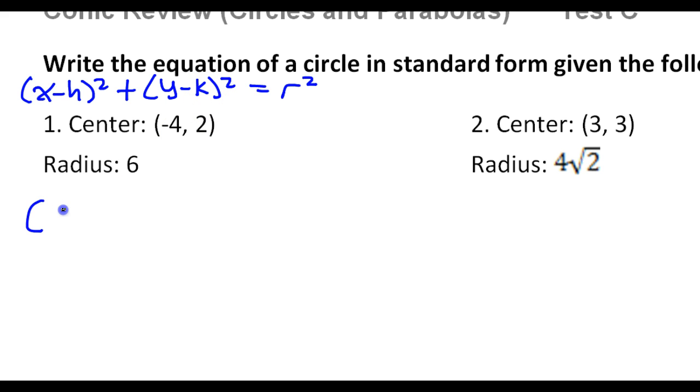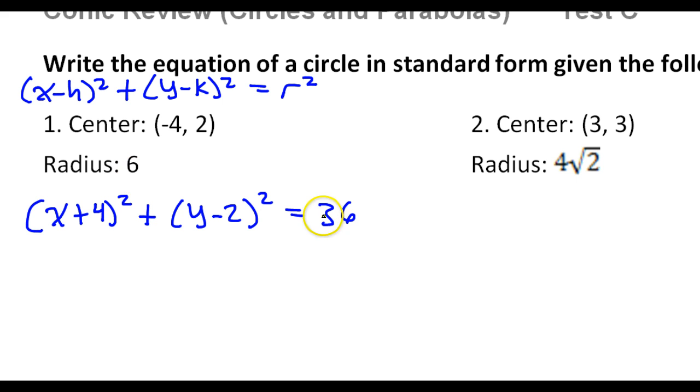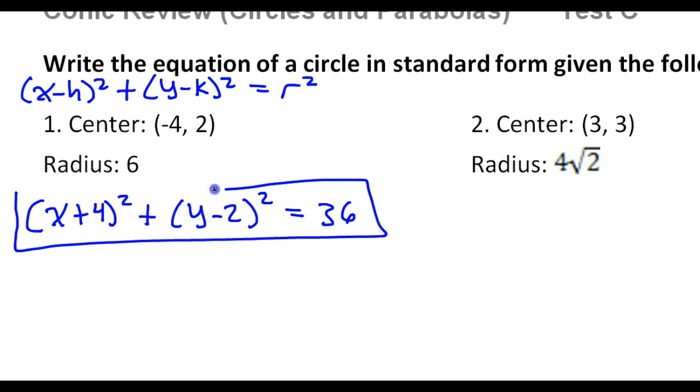So that's why my equation is going to be (x plus 4) squared, I'm doing the opposite sign, plus (y minus 2) squared is equal to now 36, the radius squared. So this is the answer to number 1.